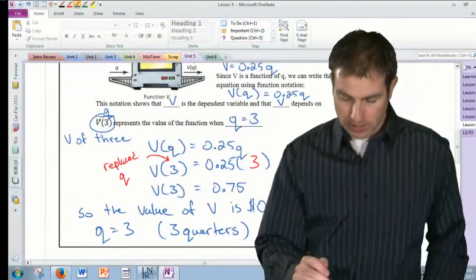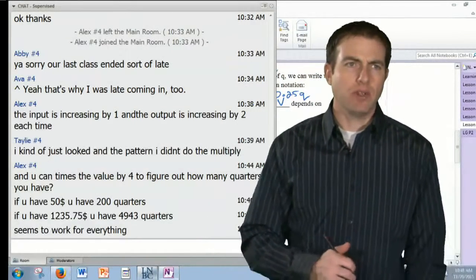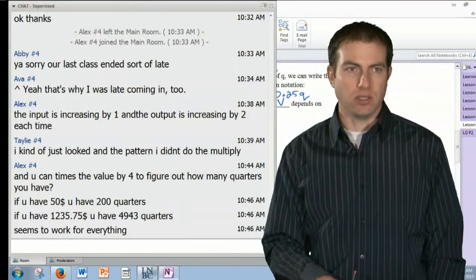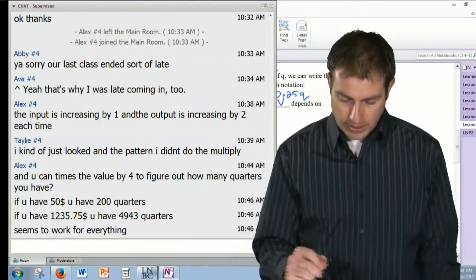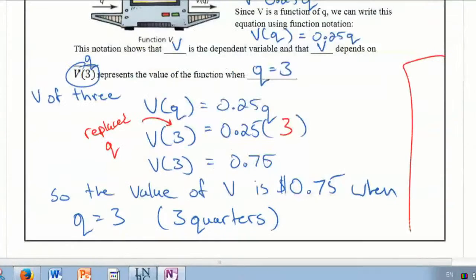Now Alex has put in a bit of a statement here. If you have $50, you have 200 quarters. If you have $1,235.75, you have 4,943 quarters. Seems to work for everything, so we're just multiplying by 4. And maybe you don't have to write this down. I'll just do it in red over in a little box here on the side.